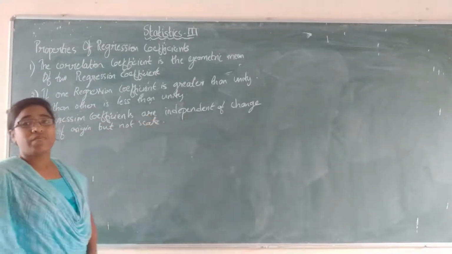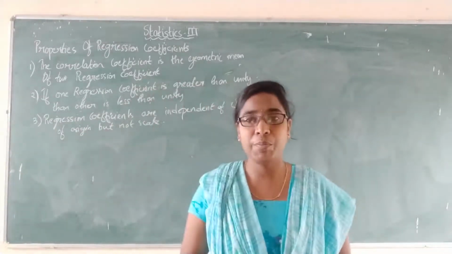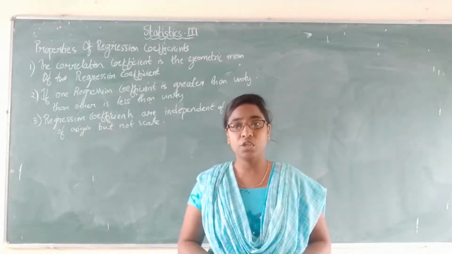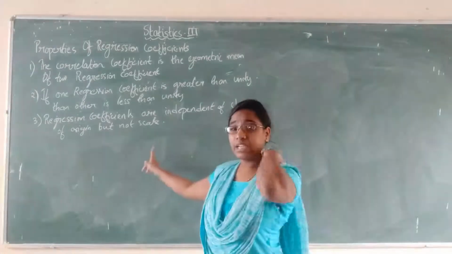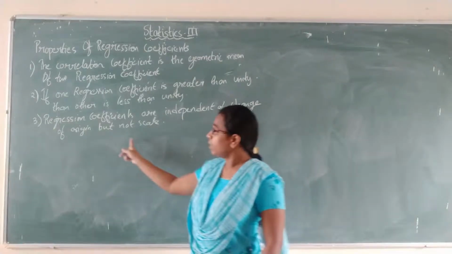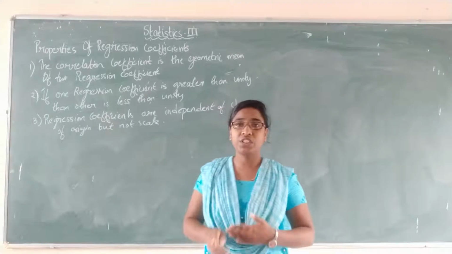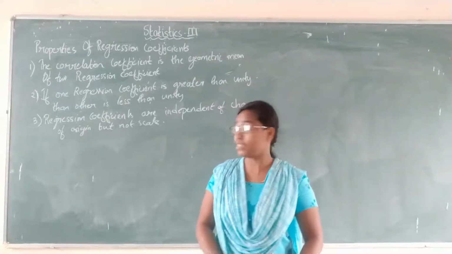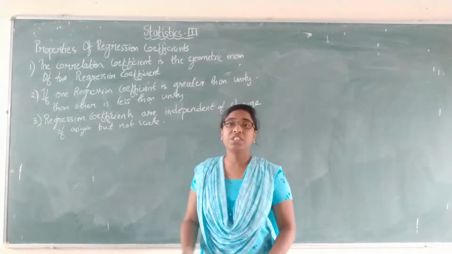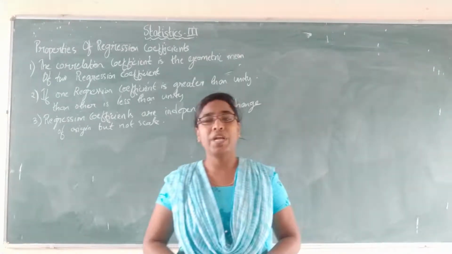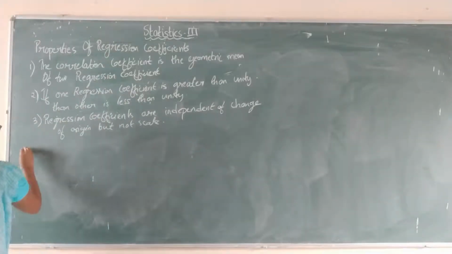Whereas when we considered the correlation coefficient, it was independent of both change of origin and change of scale. But in this case, the regression coefficients are independent of change of origin. That means if you change the origin, you get the same answers. But they are not independent of change of scale. So if you change the scale, you may get different answers. Now we will see the proof for it.